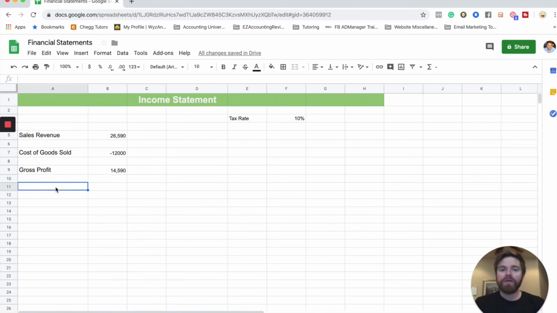Now the next thing we're going to have is our operating expenses. These are the expenses that we have in a business that are related to the daily operations of that business. So I'm going to go ahead and title it here. I'll just copy this down.